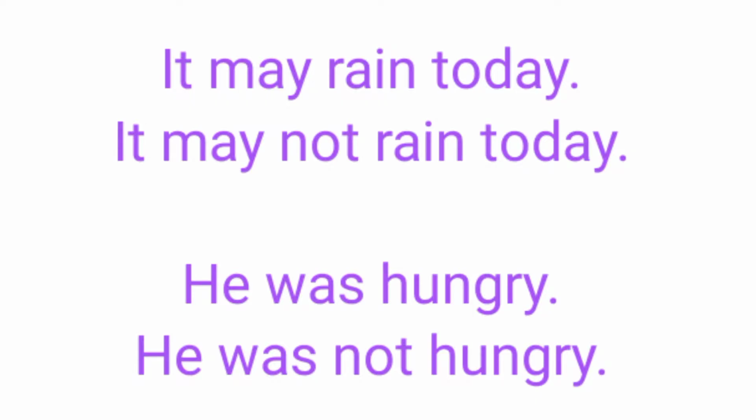Let's look at another example. It may rain today. Here, may is a helping verb. Now, how will we make the negative one? We will put not after may. So, the negative sentence is it may not rain today. Another example. He was hungry. Was is a helping verb. We are putting not after the helping verb. Now the negative sentence is he was not hungry.